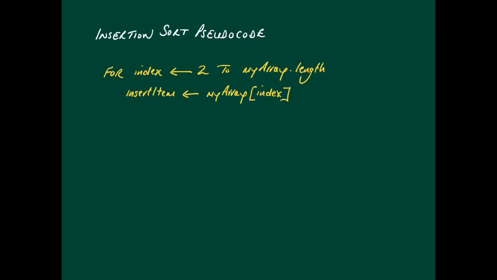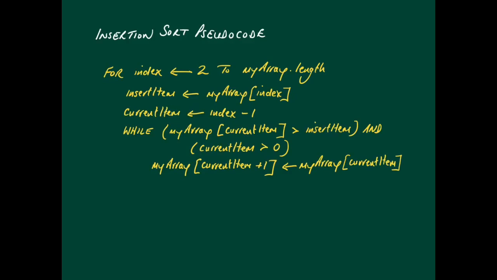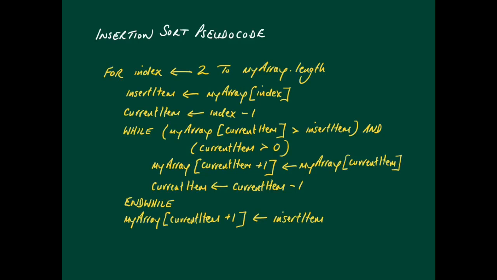So this is the insertion sort pseudocode that you'll have to learn. So note that the fixed loop starts at number position 2 and it goes up to the length of the array. Then we set a variable called insert item to the contents of the array at that location, remember starting at 2, and then we set an integer value of current item to be whatever index is -1.